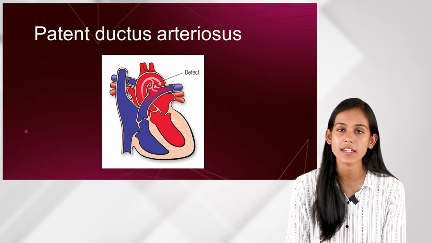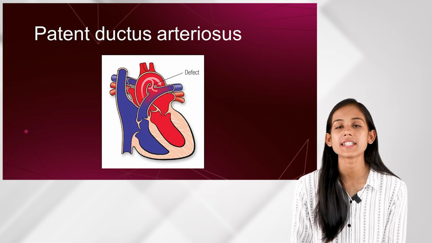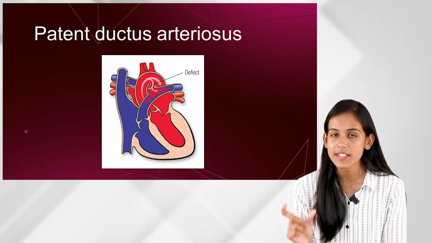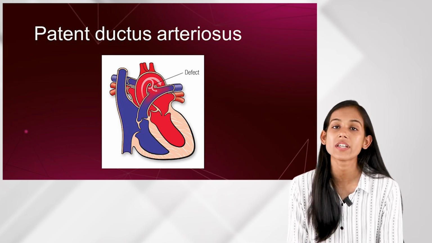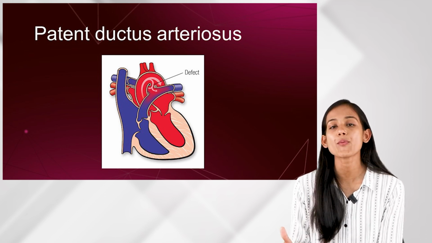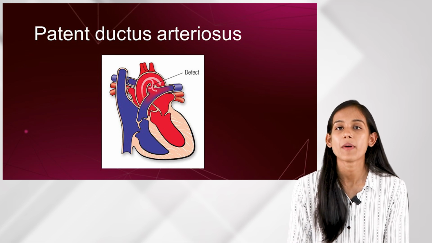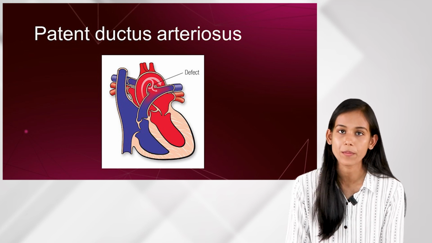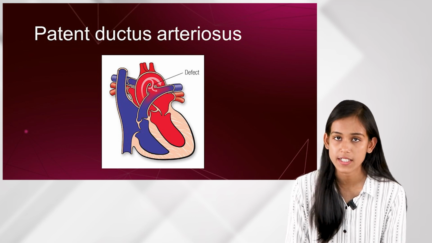Next in congenital heart disease we have PDA, that is patent ductus arteriosus. From the name itself we can understand that there is a ductus arteriosus which is patent. What is this ductus arteriosus? To understand that, learn fetal circulation. There we would learn what ductus arteriosus is in detail. Basically, this is an opening which is present in fetal life, but once the baby is born, usually this opening closes on its own. But for whatever reason, if it remains open, then we call it patent ductus arteriosus.